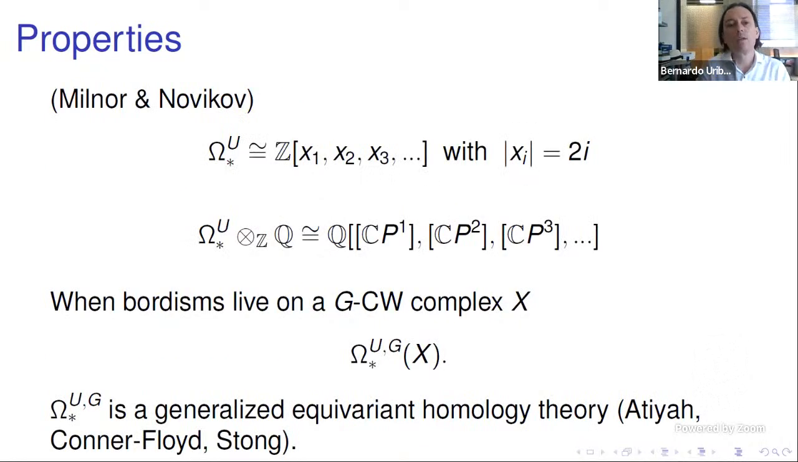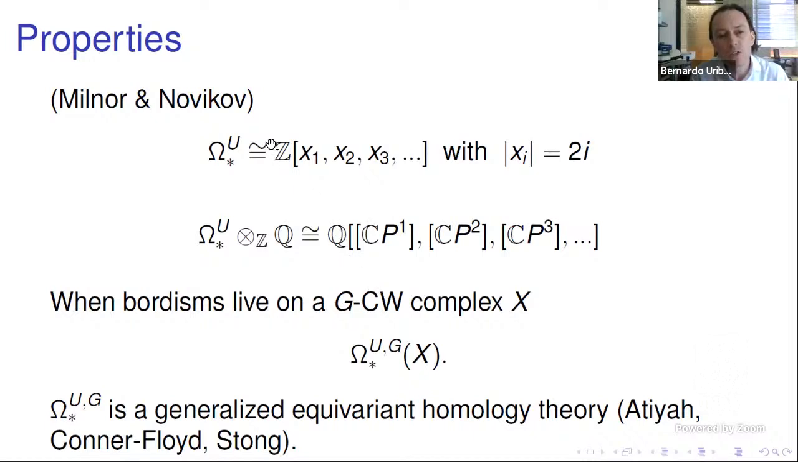Now, the bordism of unitary manifolds is pretty nice because it's universal in some way, and because the bordism ring is a very nice polynomial algebra with generators on even dimensional manifolds. So for every even dimension, there is a generator as an algebra. Whenever we tensor with the rationals, one could take the projective spaces as generators, but there is a very nice construction. One can look at Milnor's or Novikov's construction to see explicitly which are the manifolds which generate the unitary bordism group, calculated on Chern classes.